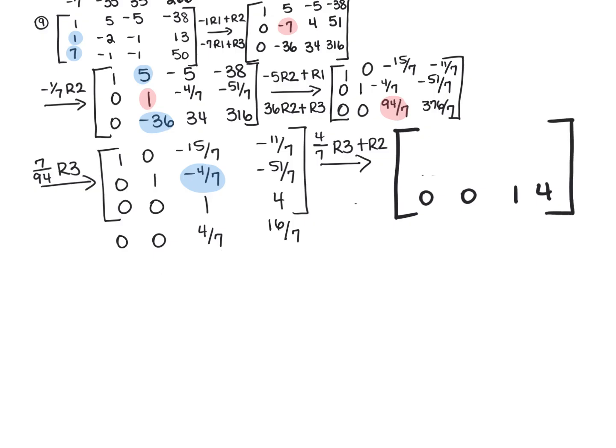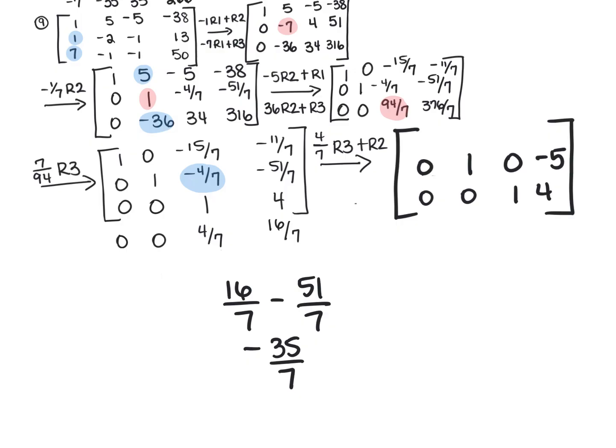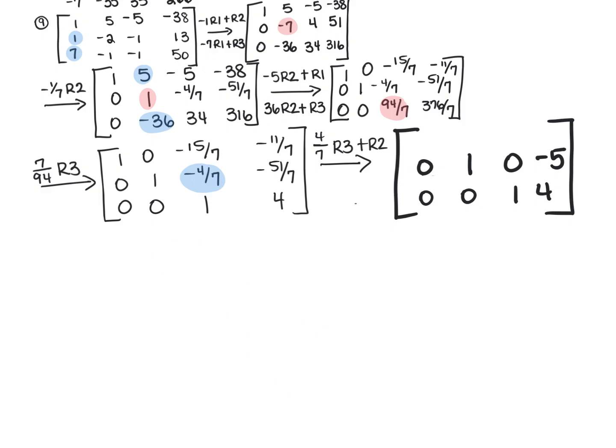So I have 0 plus 0 is 0. 0 plus 1 is 1. 4/7 minus 4/7 is 0. And then I have 16 over 7 minus 51 over 7. The denominators are already the same, and when I go to subtract that, I get negative 35 over 7. And we know that that is going to be negative 5. So again, miraculous.